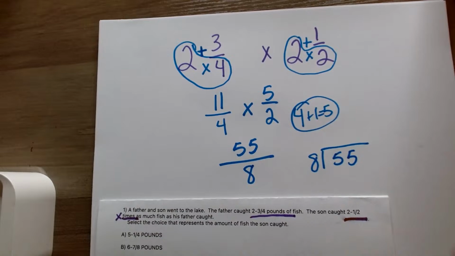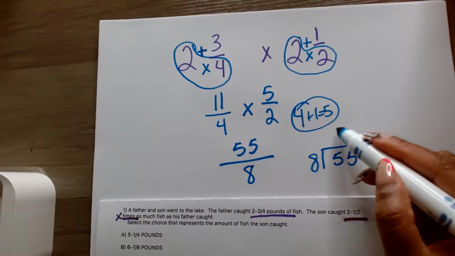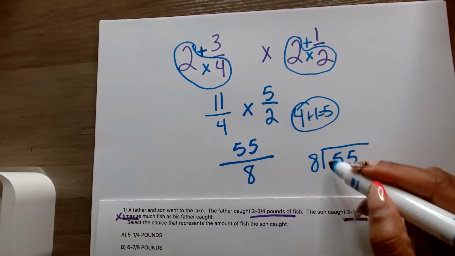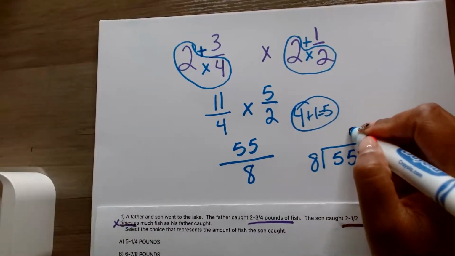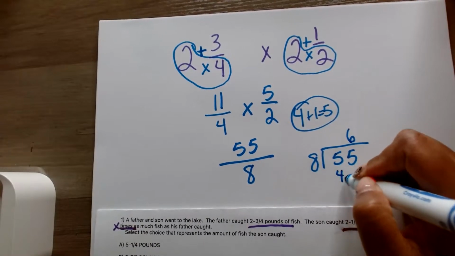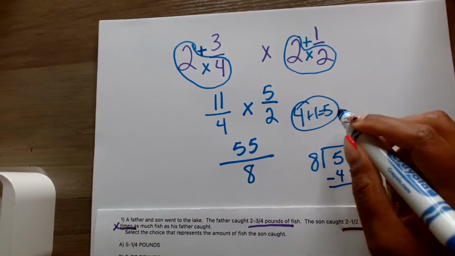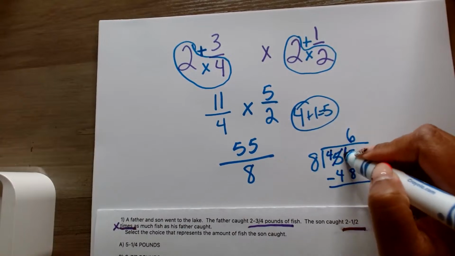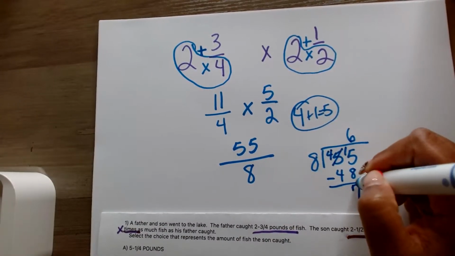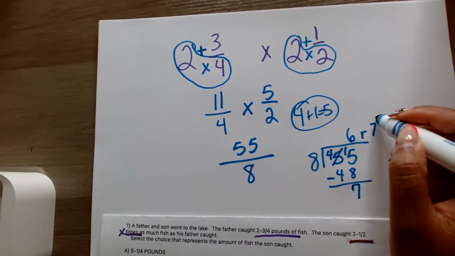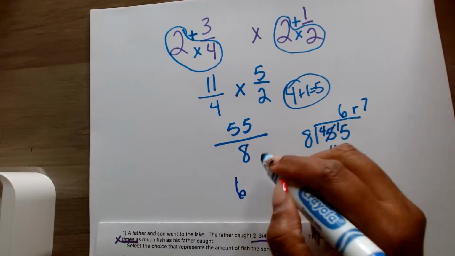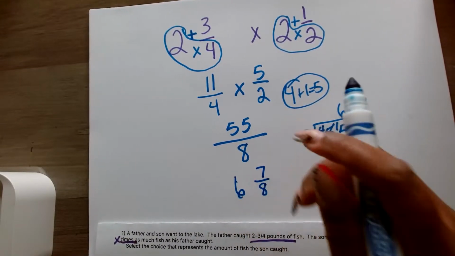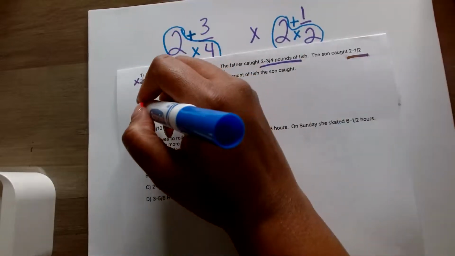And now we're going to ask ourselves, what times 8 gets us really close to 55? And that will be 8 times 6, which is 48. And we are going to subtract. And that will leave us 7. And this remainder here actually goes back over our fraction of 7/8. So we get 6 and 7 over 8, which is our answer B.